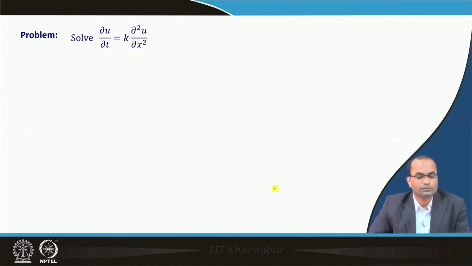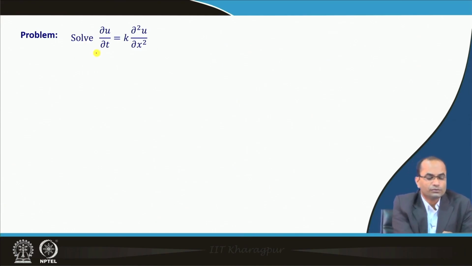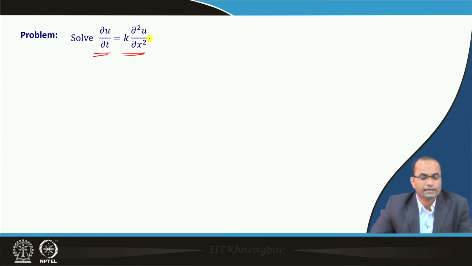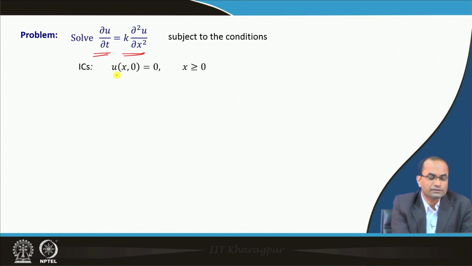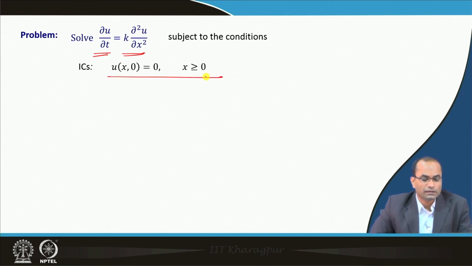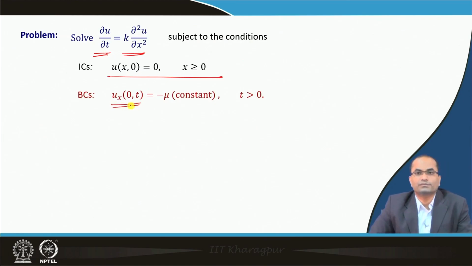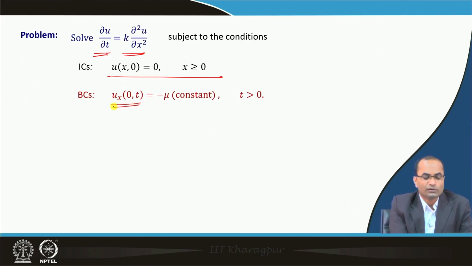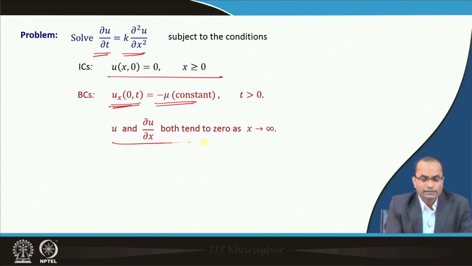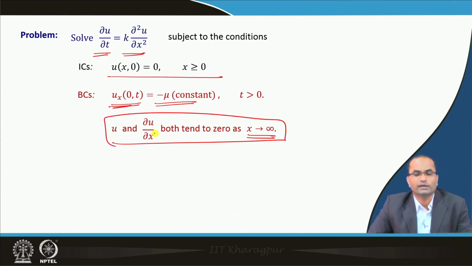Well, so this is the last problem of today's lecture. We are going to discuss one more problem where we have u t is equal to k, again the heat equation, and subject to conditions. The initial condition is prescribed again at 0. The boundary condition, this time u x is prescribed instead of u. In the earlier problem u was given, but now u x is given as minus mu, a constant, and this is the regular condition we have, that as x goes to infinity, then u and u x both tend to 0.